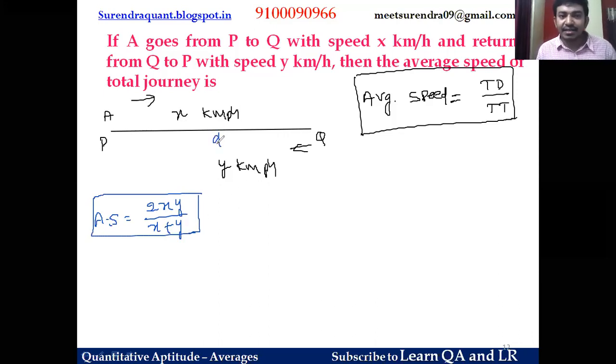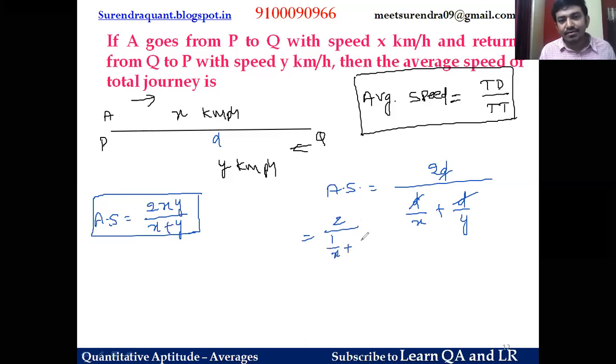If I take the distance as d, average speed equals total distance in the journey: P to Q d kilometers and then Q to P d kilometers. Totally he traveled 2d kilometers. And then total time taken: time taken from P to Q plus time taken from Q to P. Time is distance by speed, right? So distance is d, speed from P to Q is x. And similarly, time taken from Q to P, distance by speed, is d by y. Now d gets cancelled. So this is 2 by 1 by x plus 1 by y.